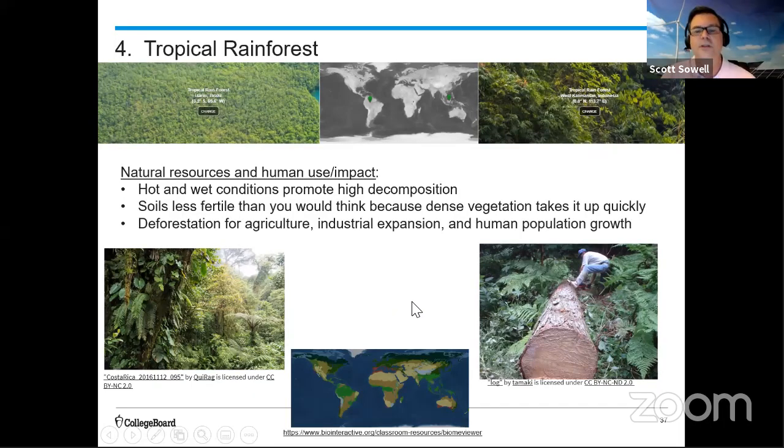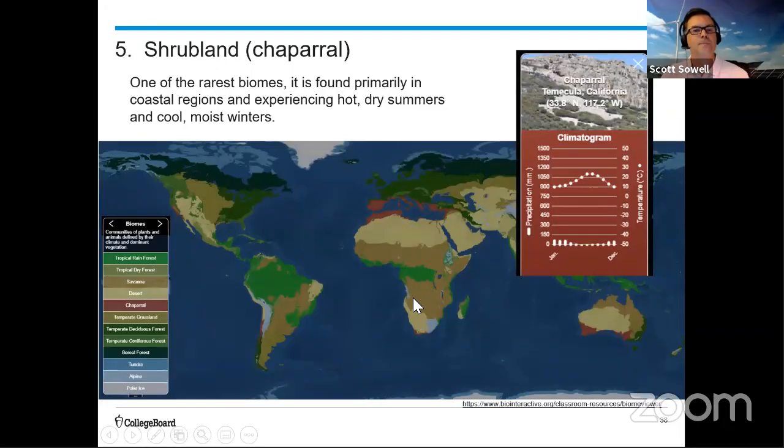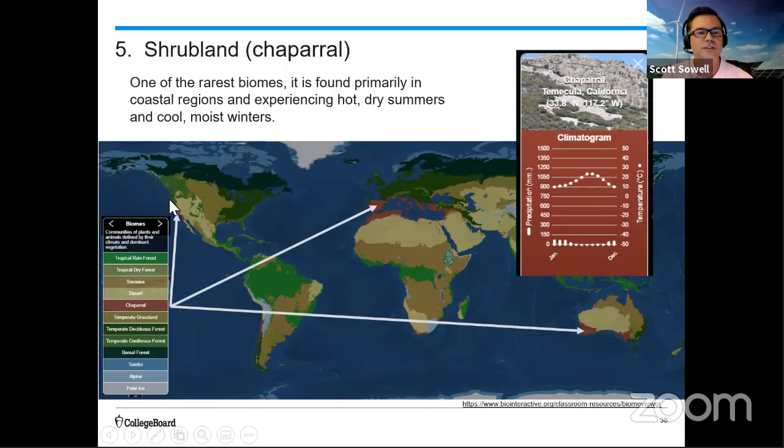So again, agriculture, logging, human population growth, the typical suspects here. All right, so those are our four forests. Now we're going to go into this weird middle place, the shrubland, also called the chaparral. It's a pretty rare biome. It's typically in these coastal regions along California on the west coast of the United States, all around the Mediterranean, and there's some here in Australia.